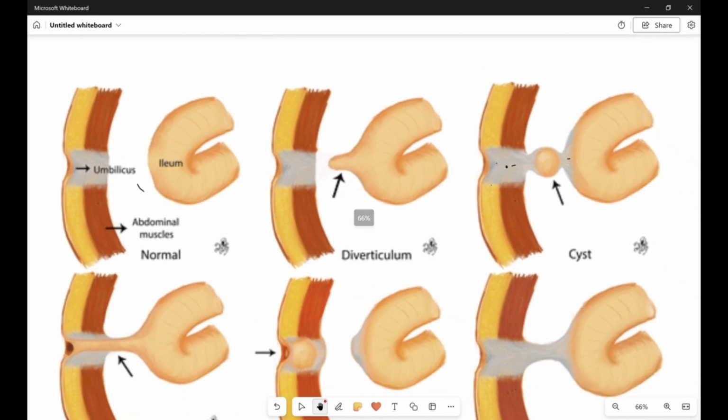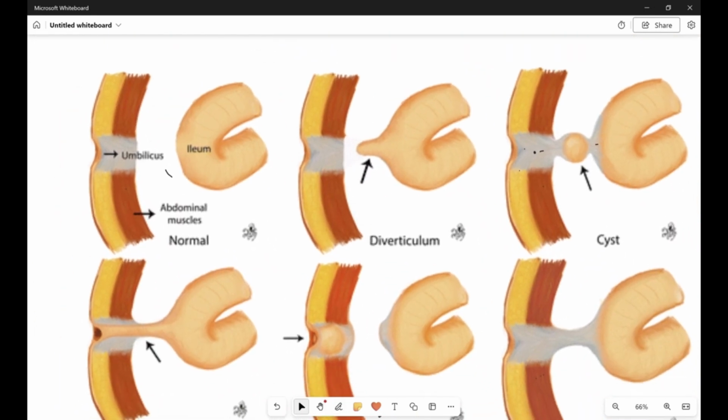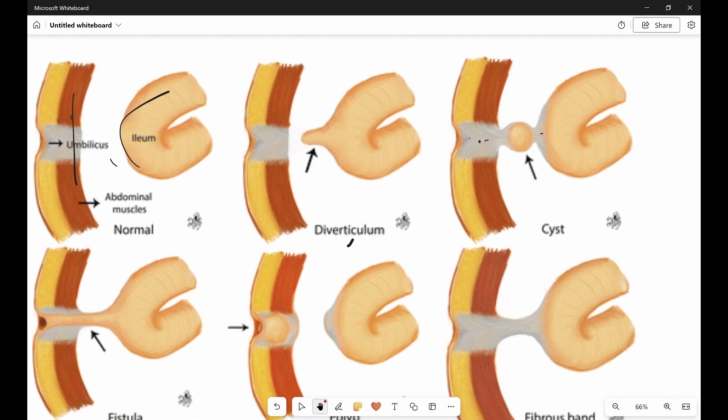So here is a picture that sums it all up. This is what it's supposed to look like. The entire vitello-intestinal duct obliterates. The ileum is just existing on its own, and the umbilicus, or the abdominal muscle, is not connecting anything. It's just existing on its own. When we have a Meckel's diverticulum, the proximal part fails to obliterate and persists as a protrusion from the ileum. Again, if inflamed, it produces symptoms of appendicitis.